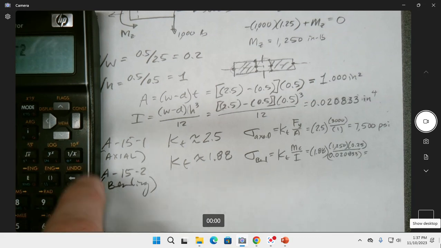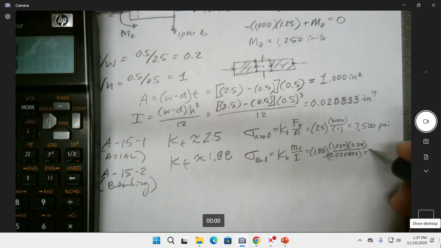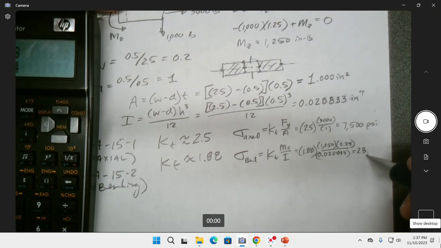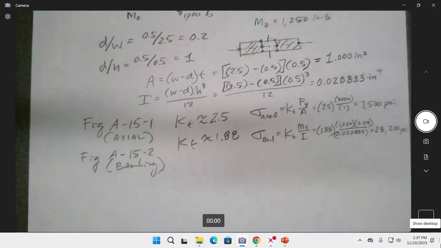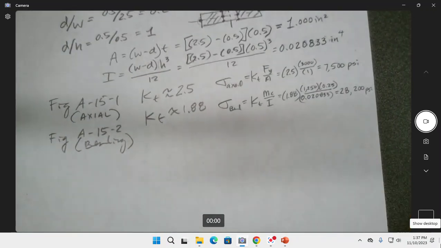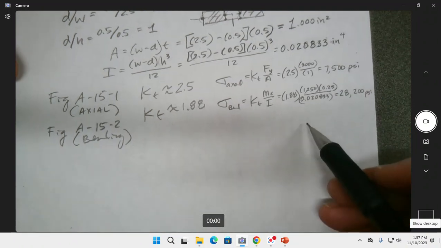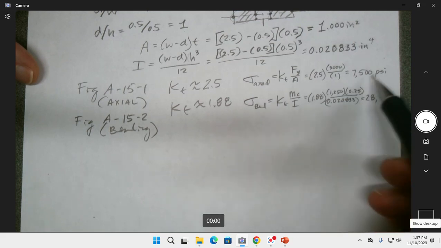And then we have 1,250 times 0.25 times 1.88. And so we get a much larger value, so we didn't do a great job there, but it does matter some. We had 28,200 psi on the thing. Okay, and so we probably want to go maximum shear stress theory and distortion energy theory, but these are already those values.